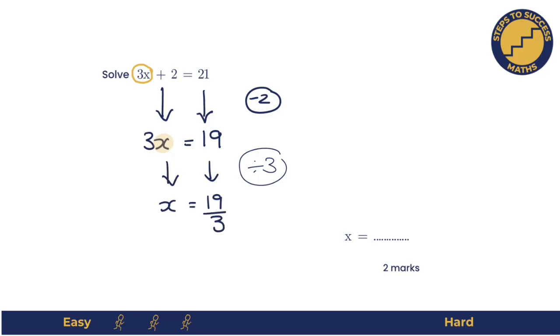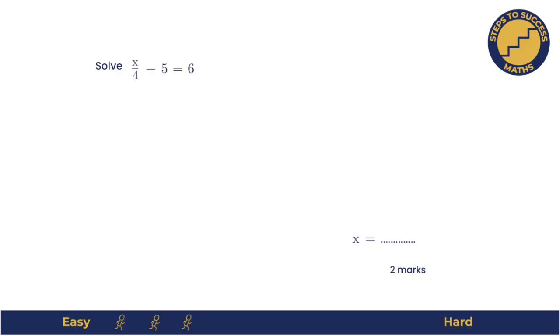Now 3 doesn't go into 19 exactly, so what we can do is write it as a top-heavy or improper fraction. So 19 over 3. And when you're solving an equation, this is a correct answer. You don't have to simplify it, but if you want to simplify it, you go, how many times will 3 go into 19? What's the closest I can get? So 6 3s would get you to 18. So that would be 6, and then you'd have 1 out of 3 left over. So 6 1/3.